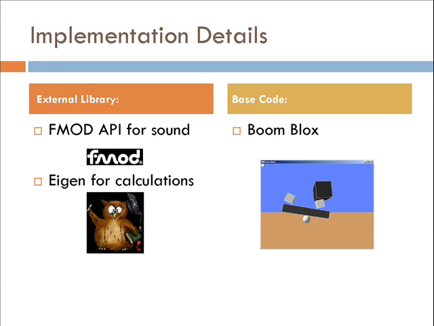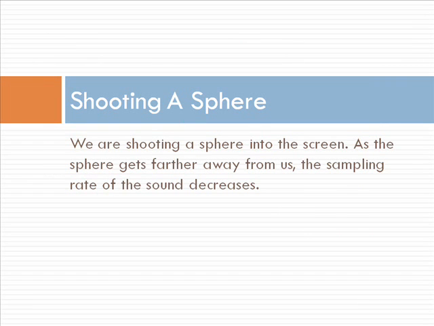For our final product, we use boom blocks as the base code, Eigen for linear algebra calculations, and FMOD for sound management. In this first result, we're shooting a sphere into the screen. As the sphere gets farther away from us, the sampling rate of the sound decreases.